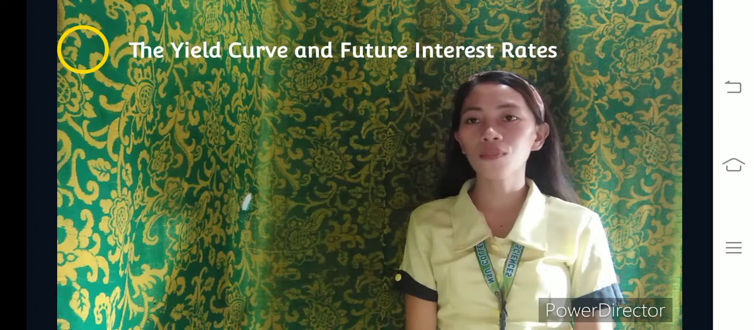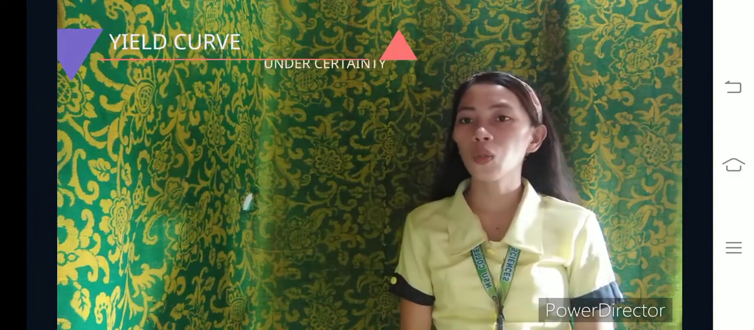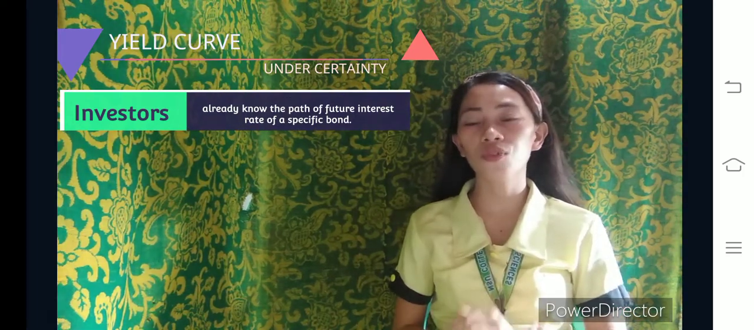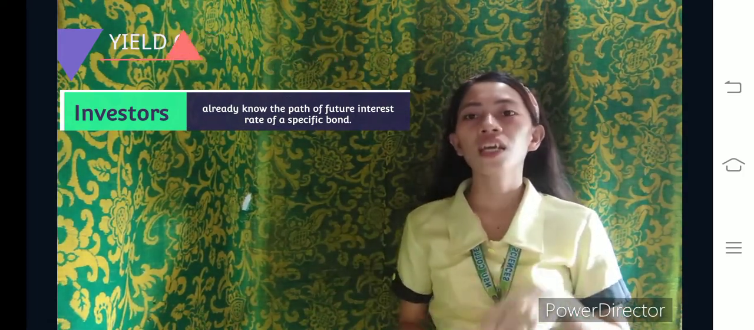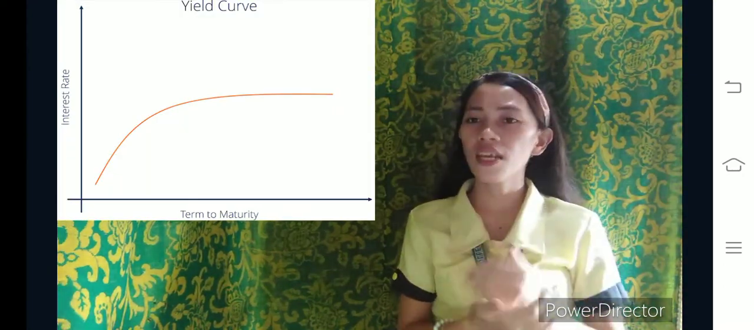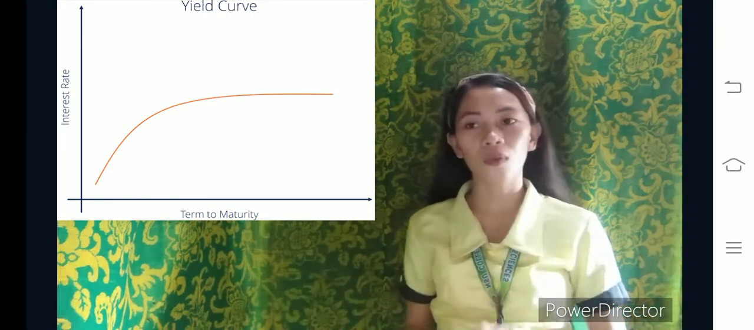Another subtopic of this chapter is the yield curve and future interest rates. This time we will discuss why the curve changes its slope from time to time, and how to determine the current rates of a bond as of today or in the future. We will begin with the yield curve under certainty, meaning the investors already know the path of future interest rates of a specific bond. If the investors notice an upward sloping yield curve, it is an indicator that short-term rates are going to be higher next year than they are now.